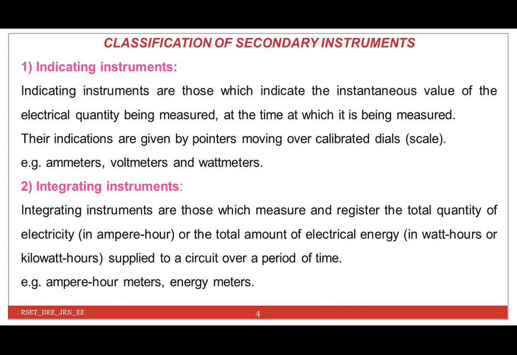So indicating instruments are those which indicate the instantaneous value of the electrical quantity, voltage, current, etc. being measured at the time at which it is being measured. At an instantaneous point of time, their indications are given by pointers moving over a calibrated scale. Typical examples of indicating instruments are ammeters, voltmeters and wattmeters.